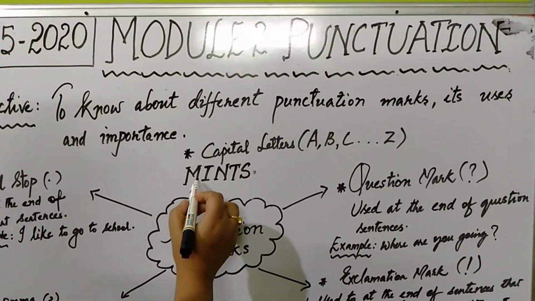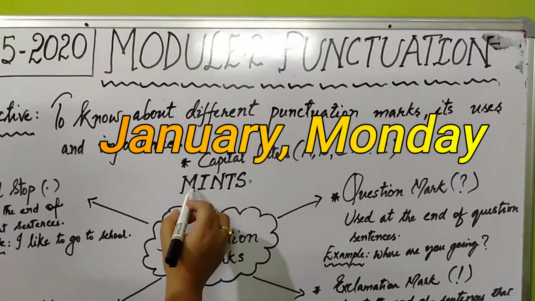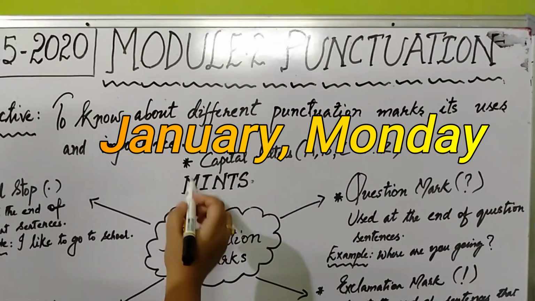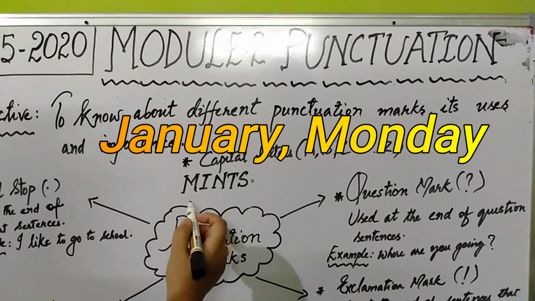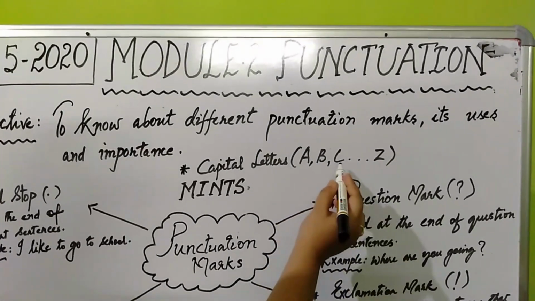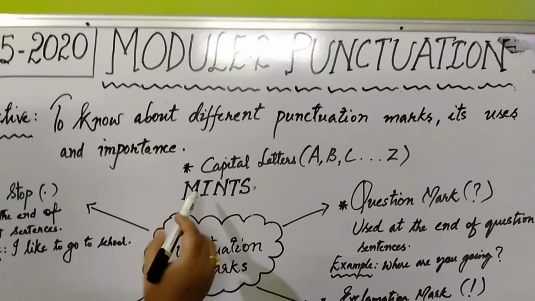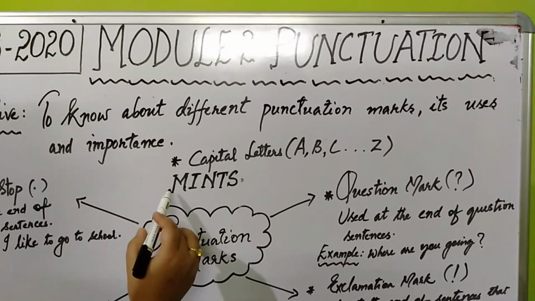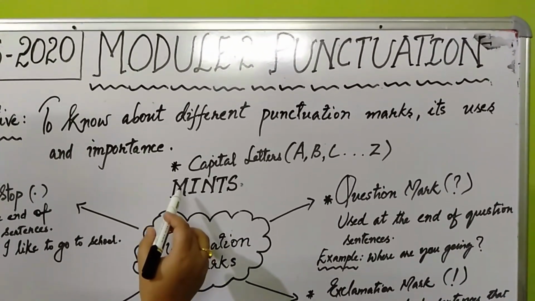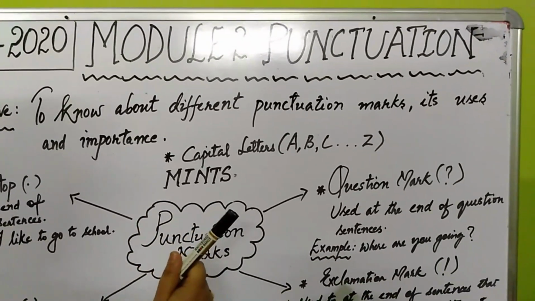M stands for months of a year and days of a week. Months of a year means January, February, all these. Days of a week also always begin with a capital letter and never with a small letter. Once again, M stands for months of a year and days of a week. Have all of you understood?